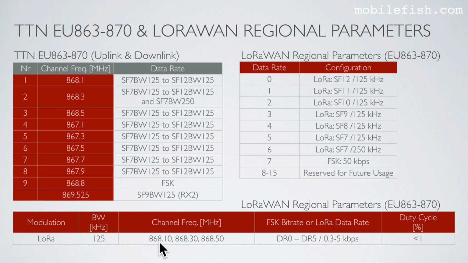These are the three mandatory frequencies. As you can see, these are the three frequencies. And these frequencies must use data rate 0 to data rate 5. These data rates are spreading factor 7 to spreading factor 12 with a 125 kHz bandwidth. And as you can see, it complies with these rules. These frequencies are set by the network operator, in this case The Things Network.